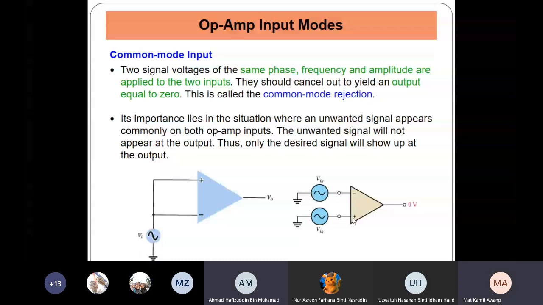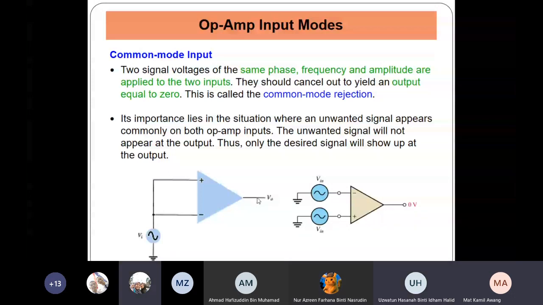Of course, because this is the signal. Let's say this is 1 volt. So this is the minus signal, so it becomes minus 1. What about this one? This one is 1. So 1 minus 1 is 0. So 0 multiplied by the gain, the output will be 0.